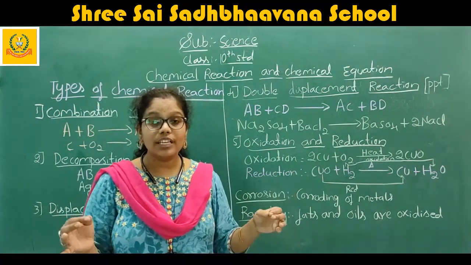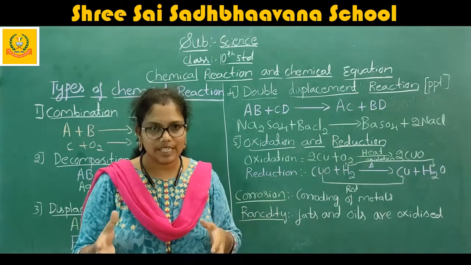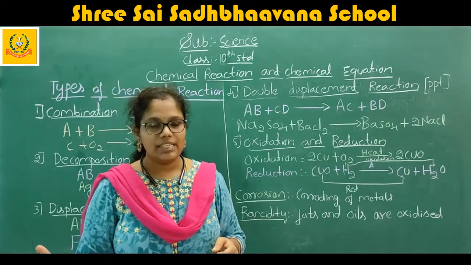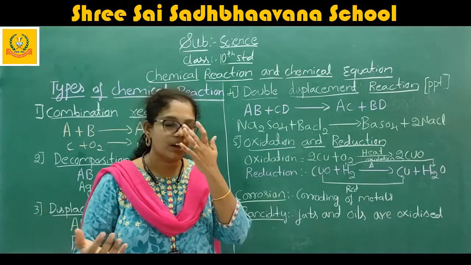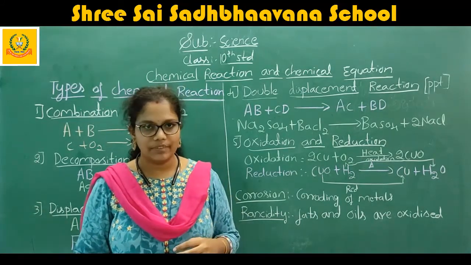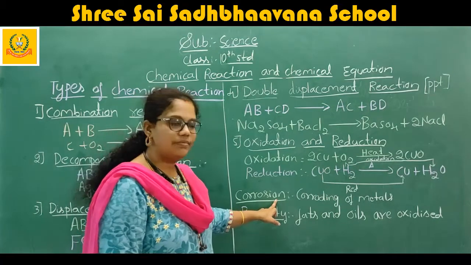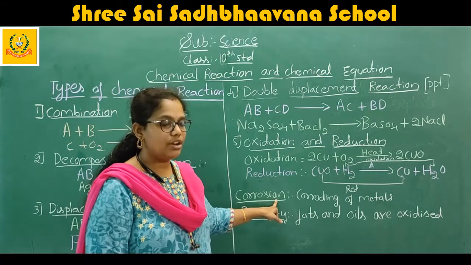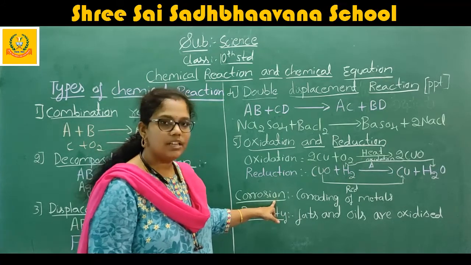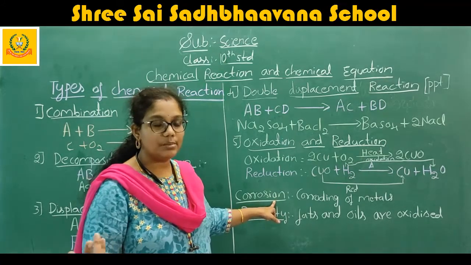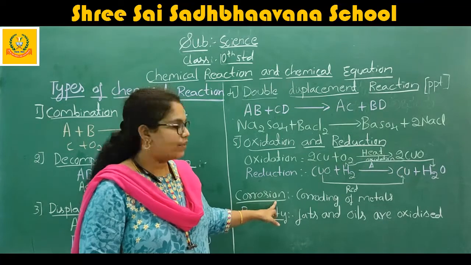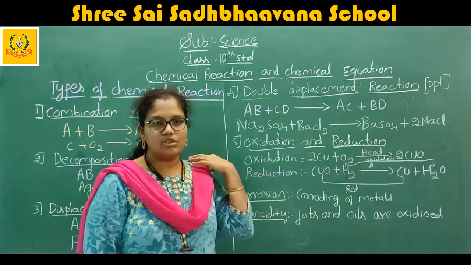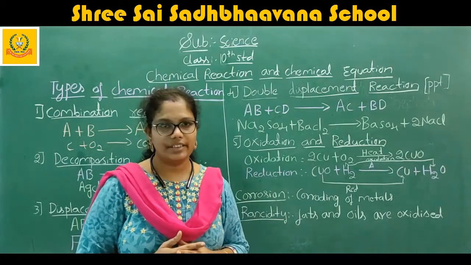The corroding of metal, that means the rusting of metal. Corrosion means the corroding of metal by some of the other elements. The corroding of metal by the atmosphere, we call it corrosion. Not only from the atmosphere, some other particles also. The best example for corrosion is the rusting of iron.